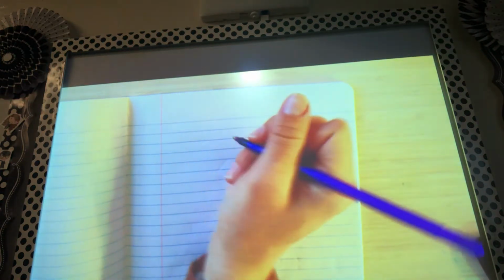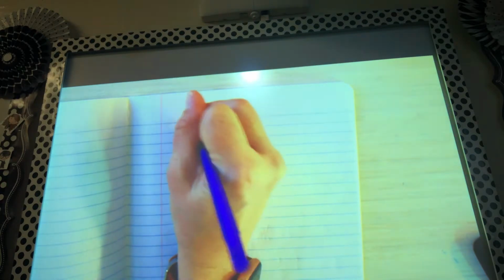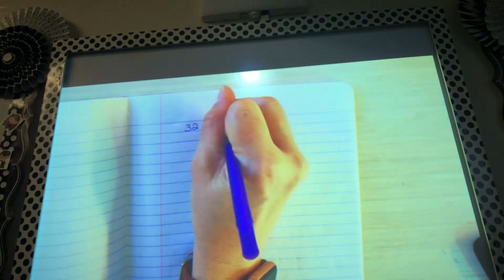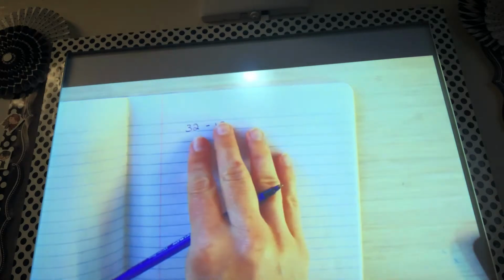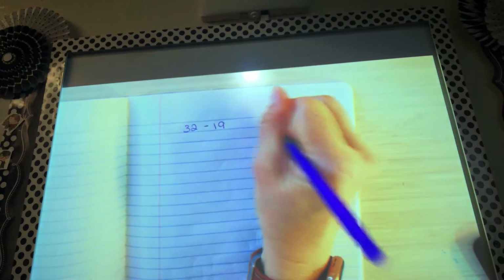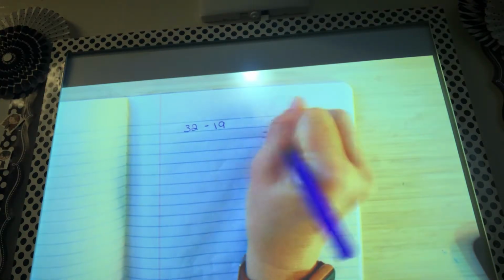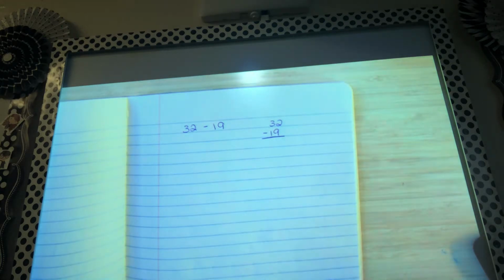So now we're moving into fractions that are larger than 1. And I'm going to show you mixed numbers with regrouping, because I feel like that would be a really good place for us to get some good understanding. Now let's say I had 32, take away 19. If I were using these whole numbers, usually I see students write it vertically. So that's what I want you to do whenever you're doing fraction subtraction as well.